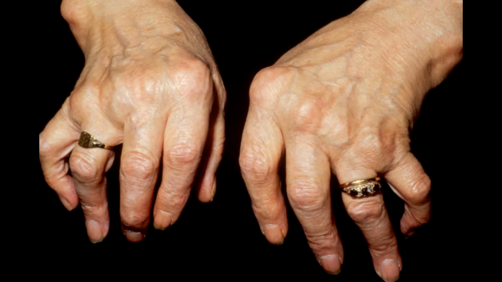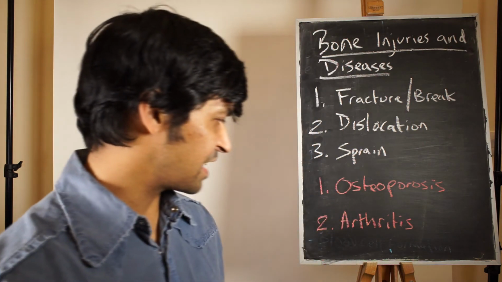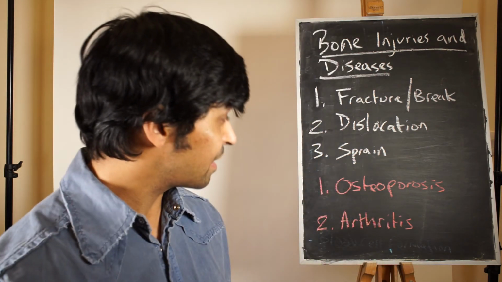Arthritis. Now this is a disease which affects the joints, and the joints swell up and they become really, really painful. Again, it's mainly a genetic thing. It can happen with age as well. And this is it. It's pretty easy. You just need to be able to describe a few details.